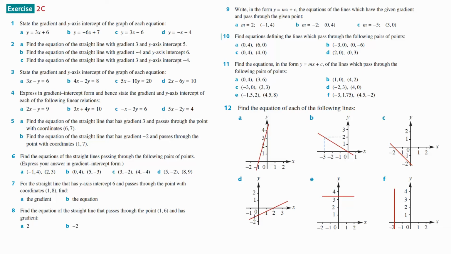Question 4, same thing, rearrange. Question 5, they gave you a gradient and a coordinate, substitute and find c. Question 6, they give you 2 coordinates, find m and c. You see, it's all the examples I've done, and that's what I want you to do for 2C. Okay, they're all doable.